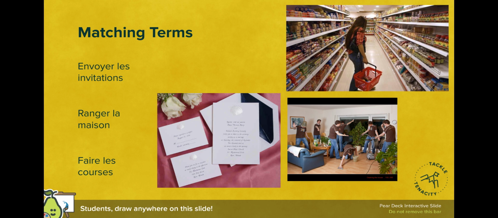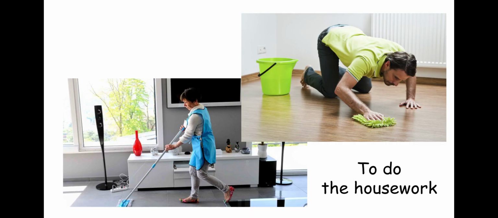All right, so our first one, envoyer les invitations, should have been in the bottom left. So that one's to send invitations. Then we have ranger la maison, to tidy up the house, in the bottom right. And faire les courses, to go grocery shopping, in the top right. 100%, hopefully.